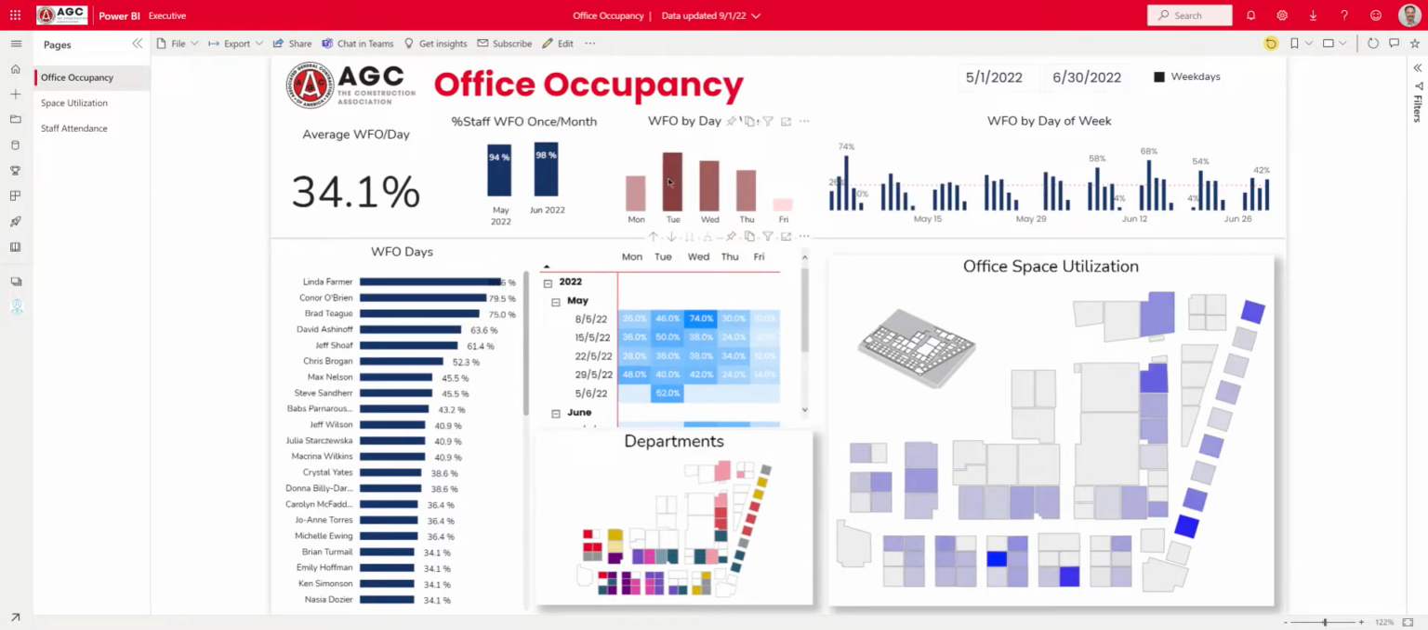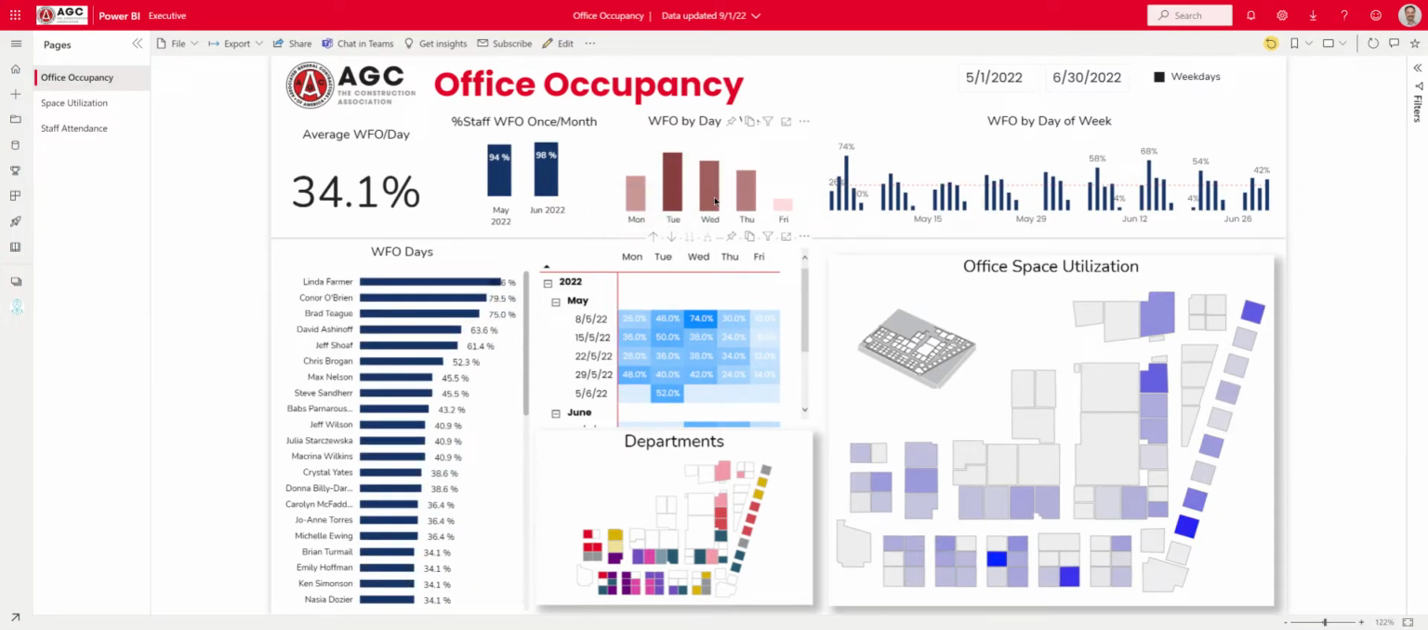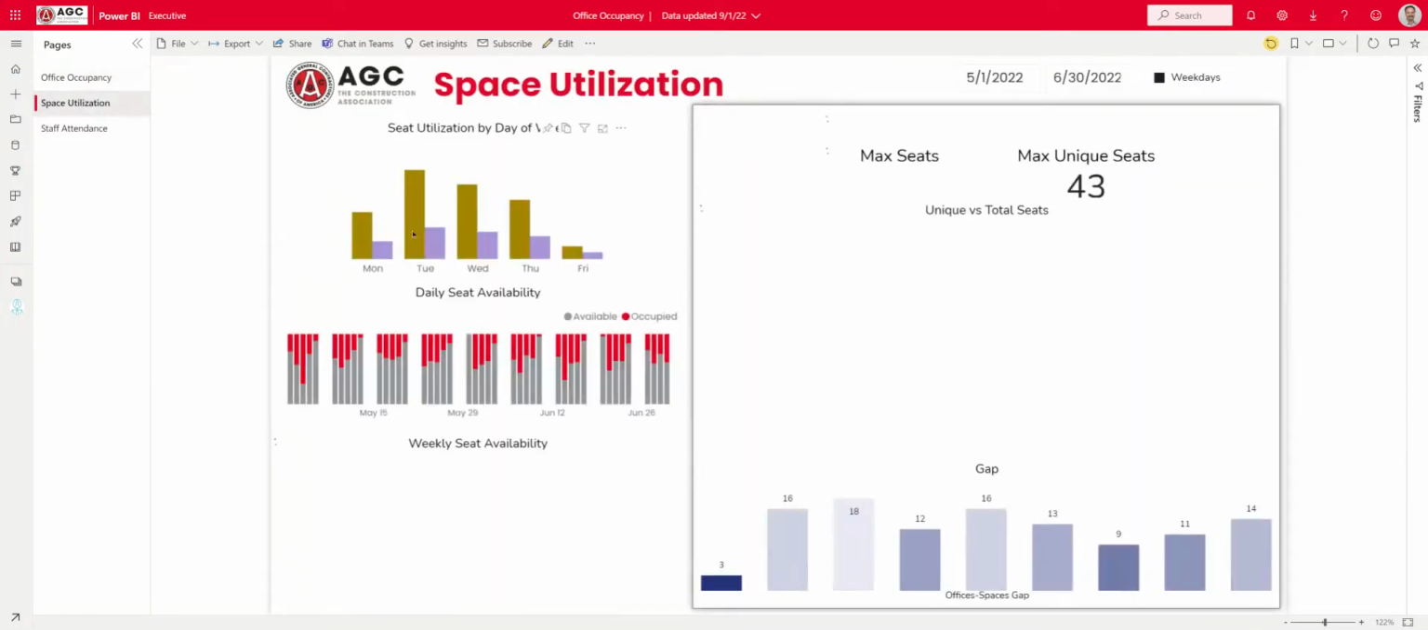I also can decide to see only data from Wednesdays. And again, all the data is filtered by the day. Let's look at space utilization.